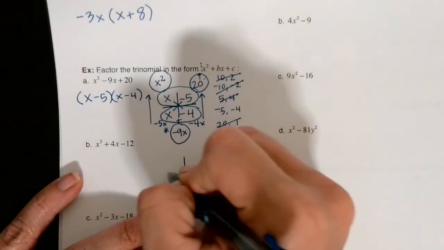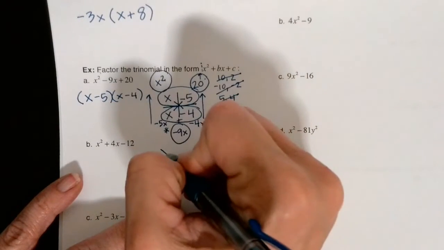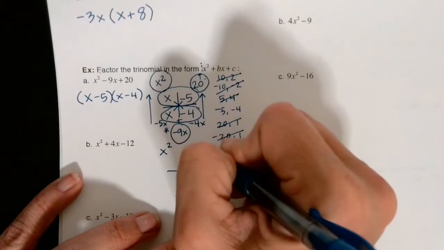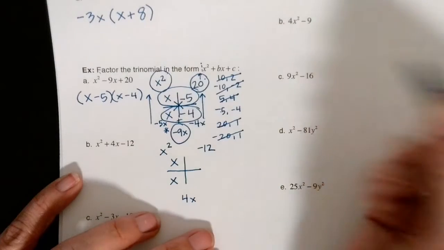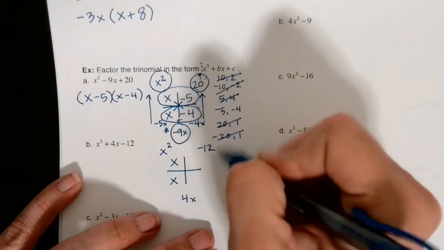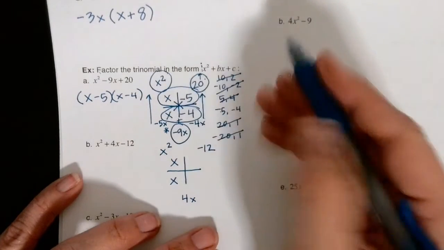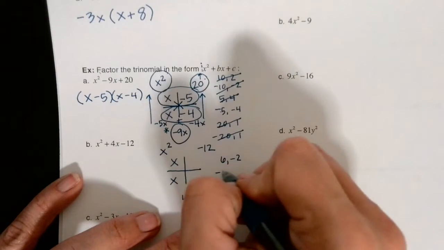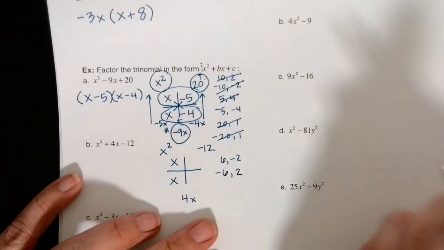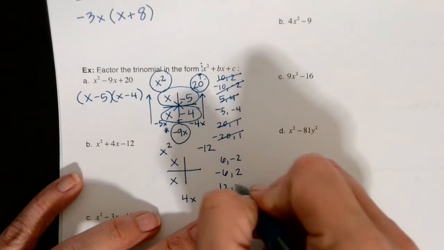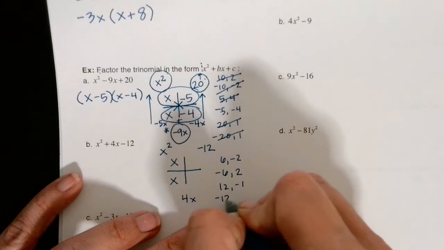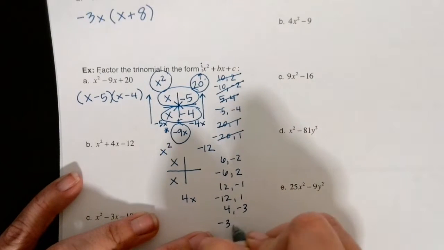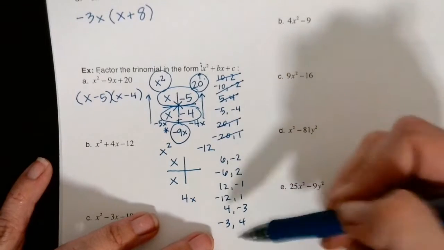If this is new for you, I will find some other videos for you to watch so that you can do this. So this is x and x, and then they need to multiply to be negative 12. So you're always multiplying. So I have 6 and negative 2, or negative 6 and positive 2, or 12 and negative 1, or negative 12 and 1, or 4 and negative 3, or negative 3 and 4. And I believe those are all the factors that make 12.